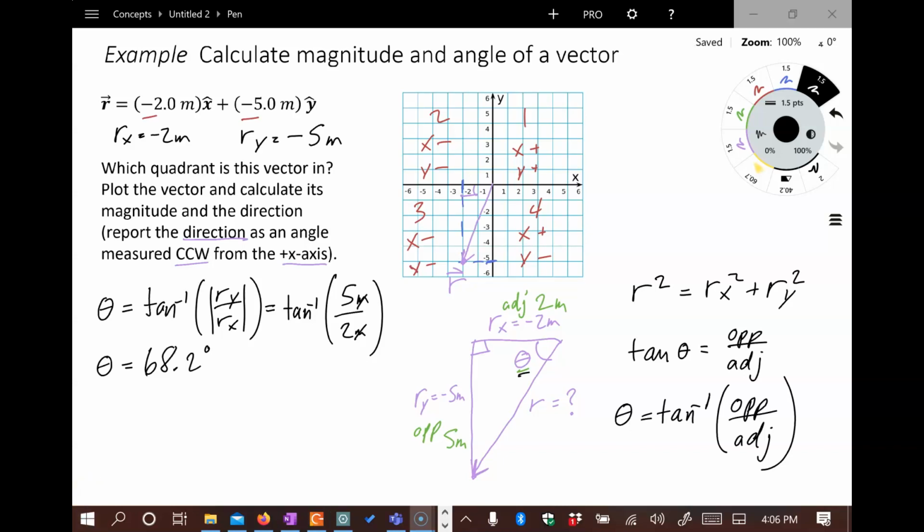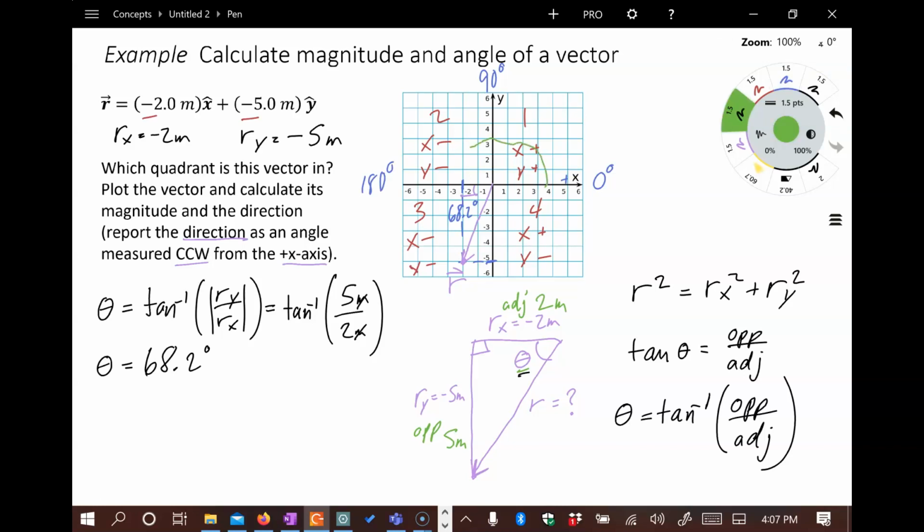All right, so we're not done yet if we want to specify this counterclockwise from the positive x-axis, right? We've just figured out here that this angle is 68.2 degrees. But if I'm going to start from 0, positive x, right? I got to go counterclockwise through these other angles, right? So I'm going to go like this.